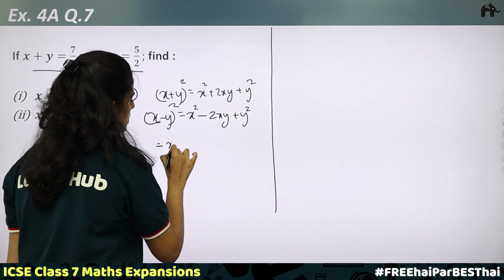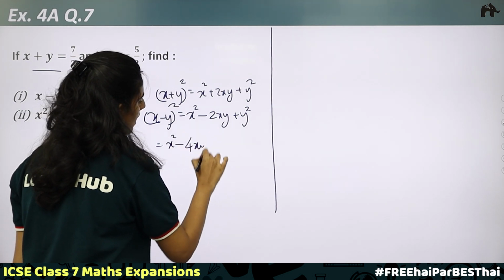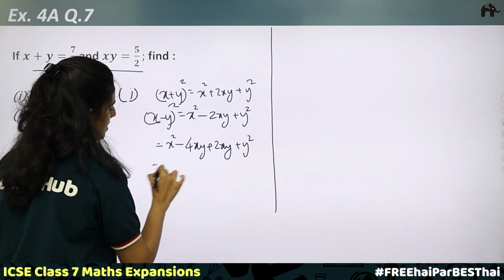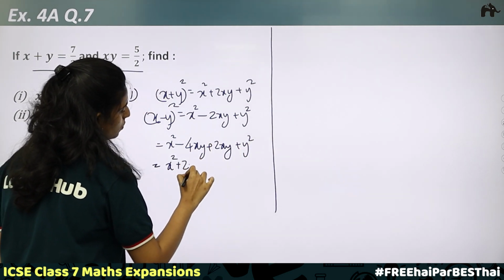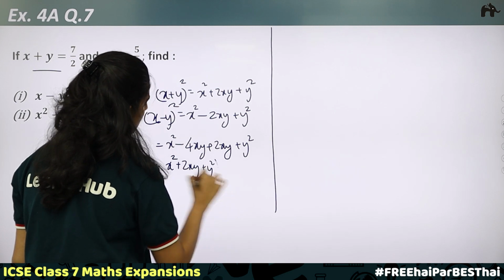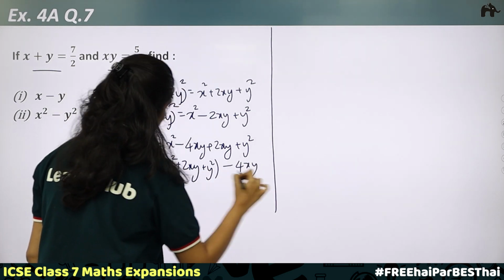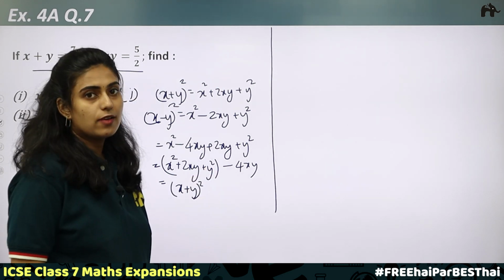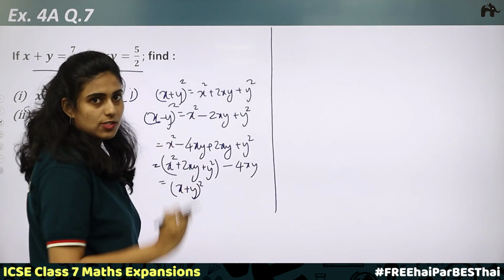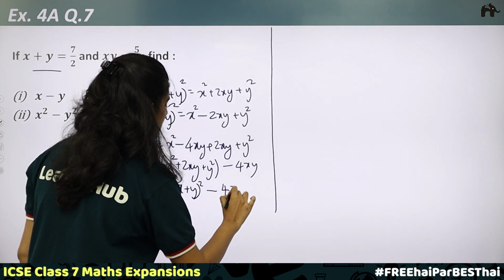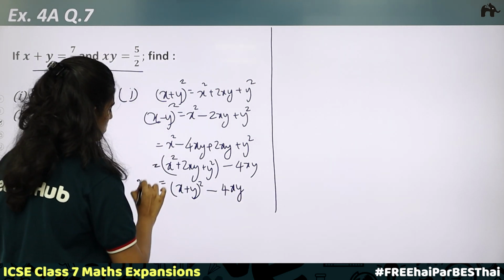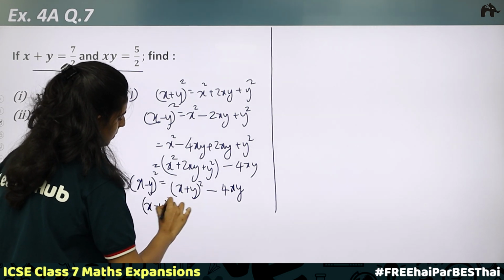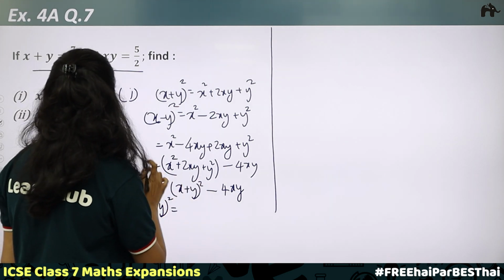This becomes x square minus 4xy plus 2xy plus y square. And this is x square plus 2xy plus y square minus 4xy. x square plus 2xy plus y square is (x plus y) whole square minus 4xy. Okay, this is what (x minus y) whole square is. So (x minus y) whole square will be equal to, what is (x plus y) whole square?